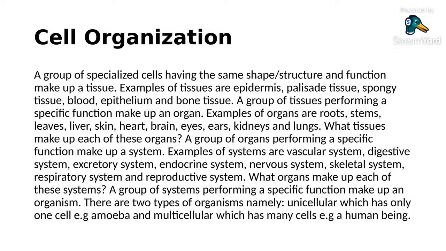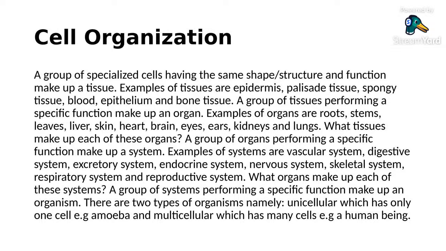I can give another example, the endocrine system. In the endocrine system, you're going to find glands and blood. Glands are responsible for secreting hormones. Blood transports the hormones. So different systems are made up of different organs in each of those systems. A group of organs performing a specific function make up a system. So your body has systems, and in those systems there are organs working.